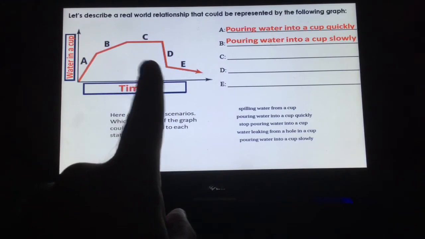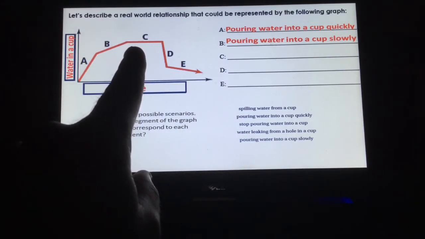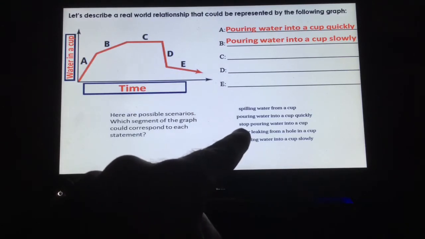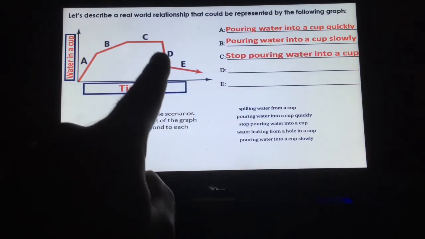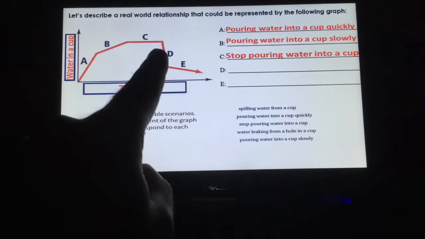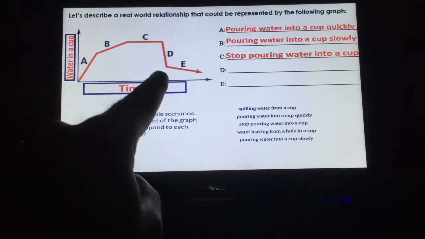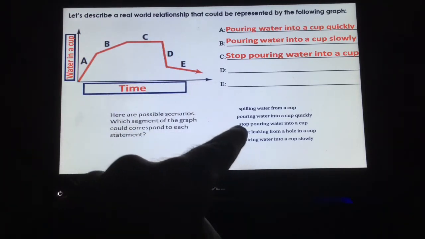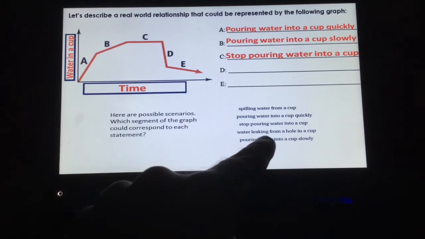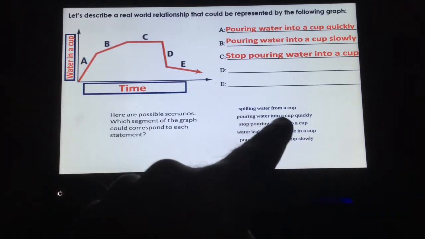Now part C was the only option for this one because since there's no increase or decrease in the water, this is telling me that this is when you stop pouring water into the cup. Now we have two sections right here where it's decreasing. This decreases very fast and this decreases slowly. My only options are water leaking from a hole in the cup and then spilling water from the cup.